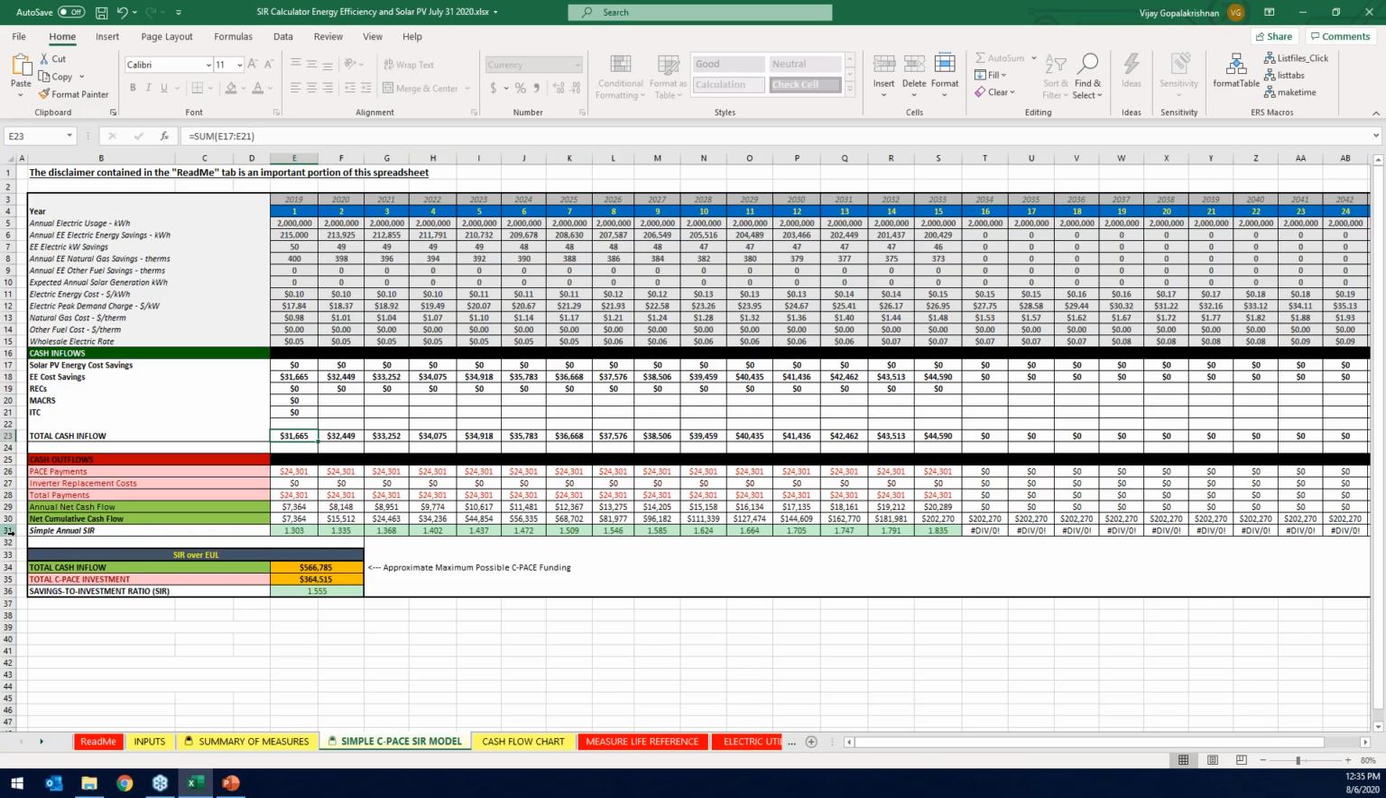So you have an annual SIR, but you also have the total project savings investment ratio, which is the relevant metric, needs to be above 1. So in this case, the total cash inflow is $566,000 and investment is $364,000 for a net savings investment ratio over the life of the project is 1.555, which is great. It's higher than 1, and it's exactly what we want to see.